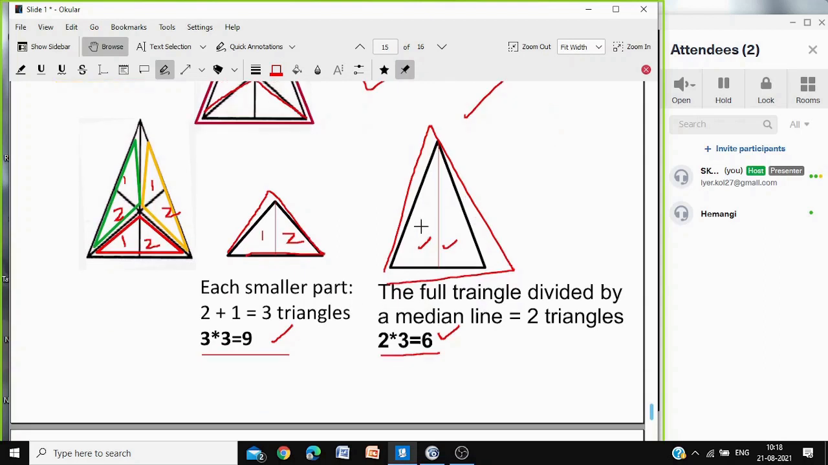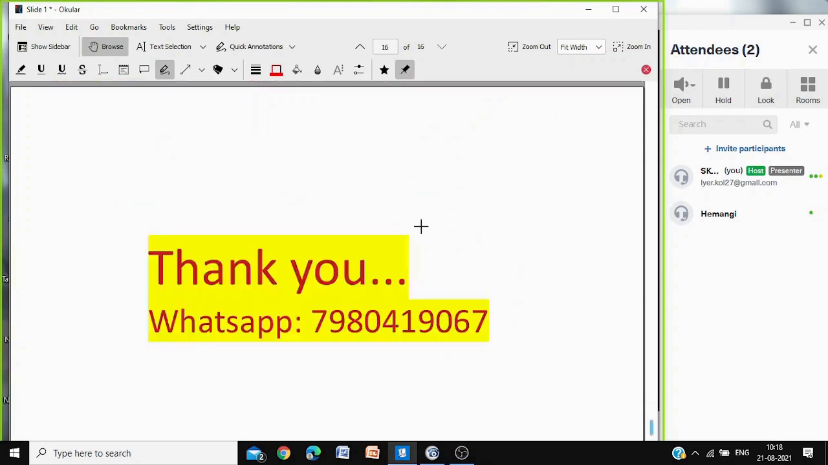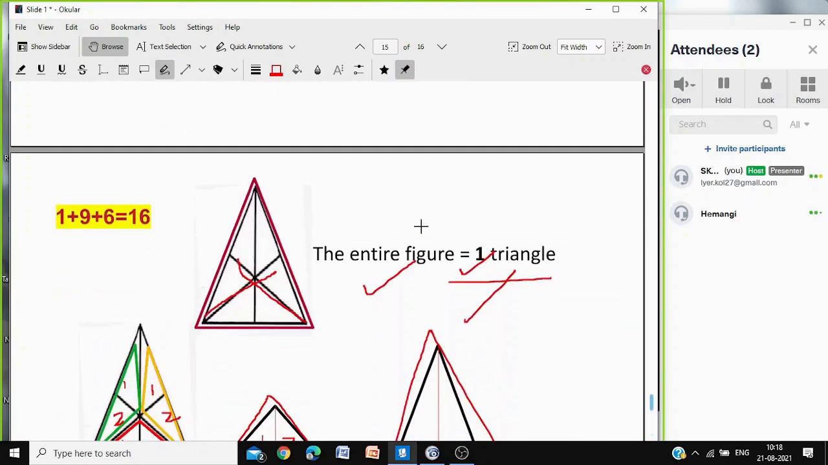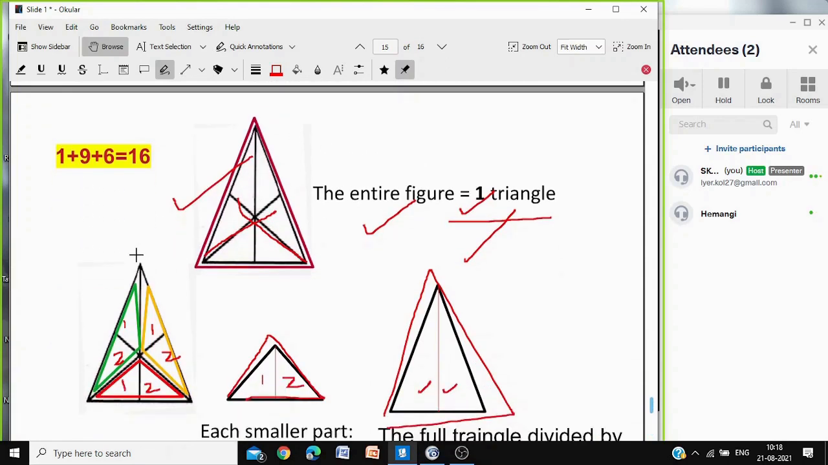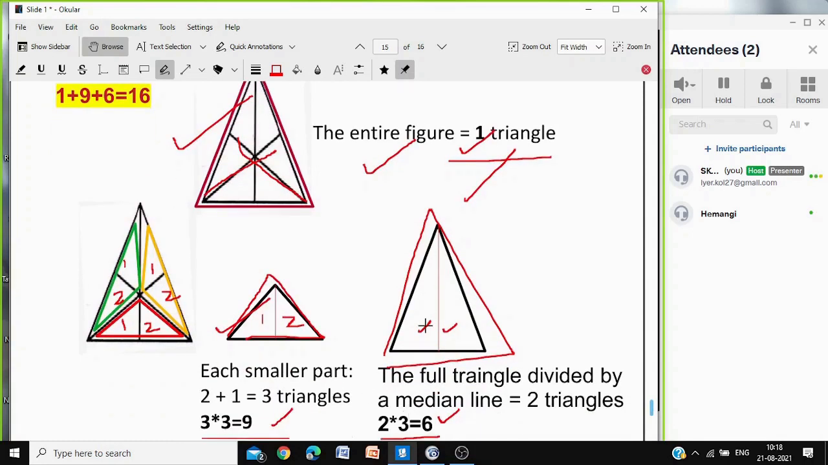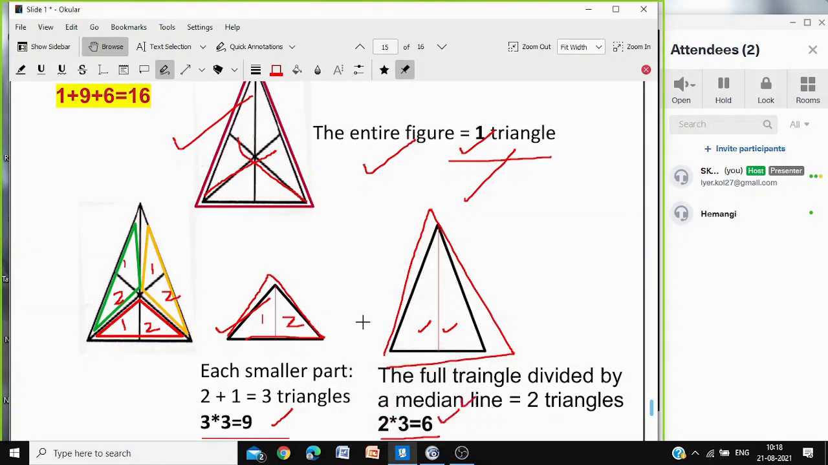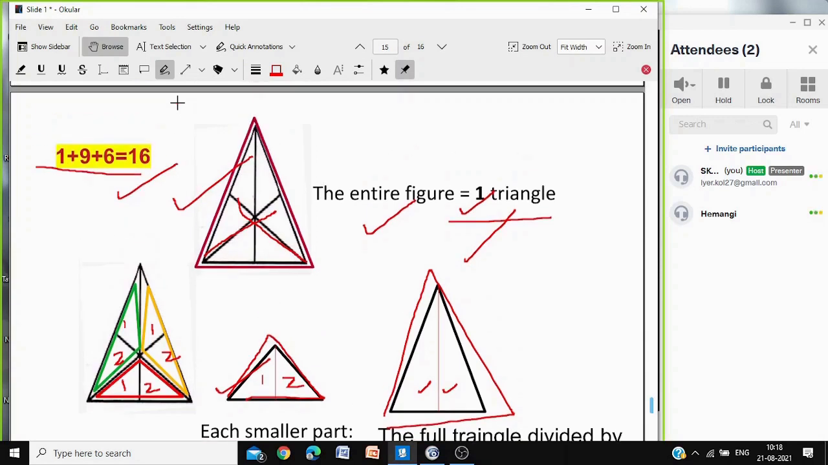So 6 triangles. So how much in total are you getting? You are getting 1 plus 9 plus 6. Here 1, and here we got 3 triangles, 2 smaller and 1 whole, like this green, yellow, red. We got 3, 3, 3, 9, and here one triangle is divided into 2 parts. We got 6 triangles. We are not taking the whole because the whole we have already counted. We got 6. So 1 plus 9 plus 6, we are getting 16 triangles. Got it, Benny? It's okay? Yes, sir. So this is how we count the triangles.